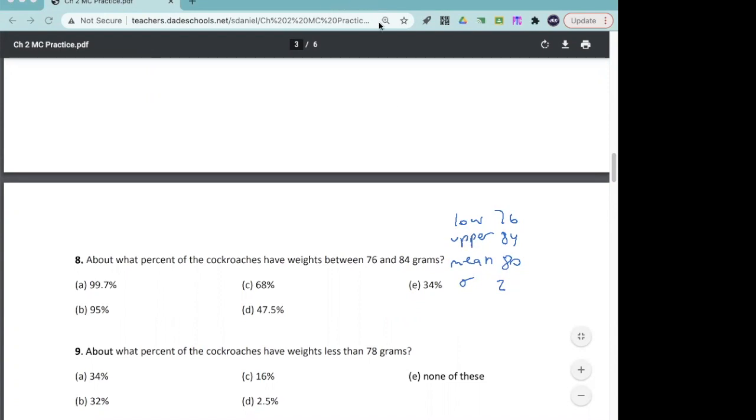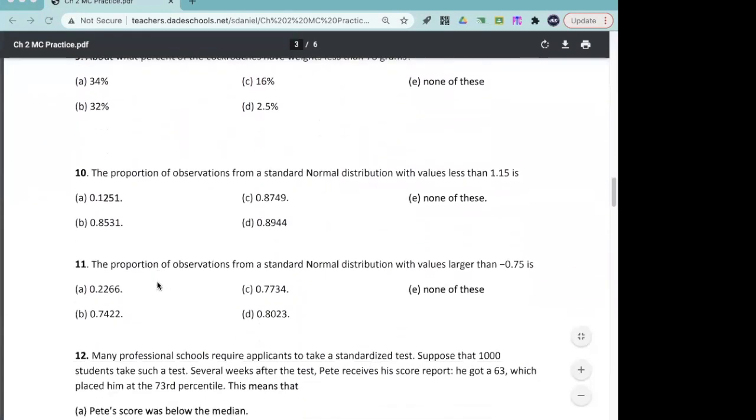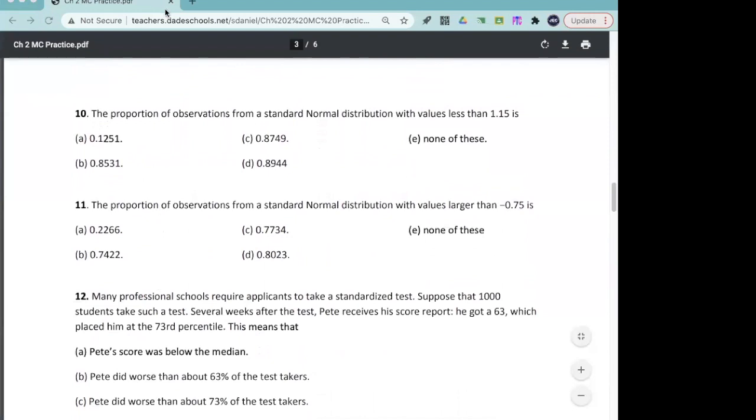Same thing with number 9. It's the same idea, but the lower will be negative 999, and the upper will be 78. And let the calculator do the work. I know that you can figure this out using the normal curve that you might have memorized, but it's not necessary.